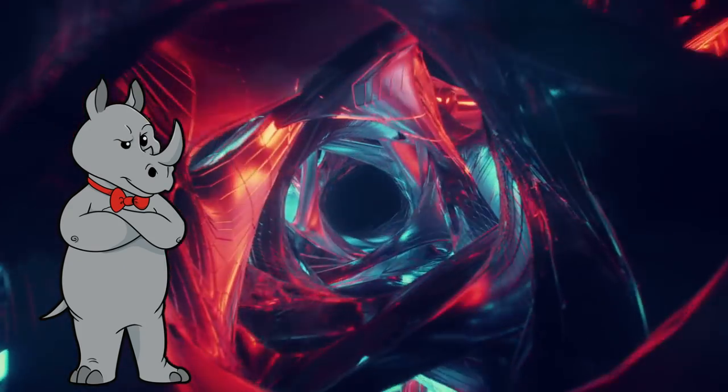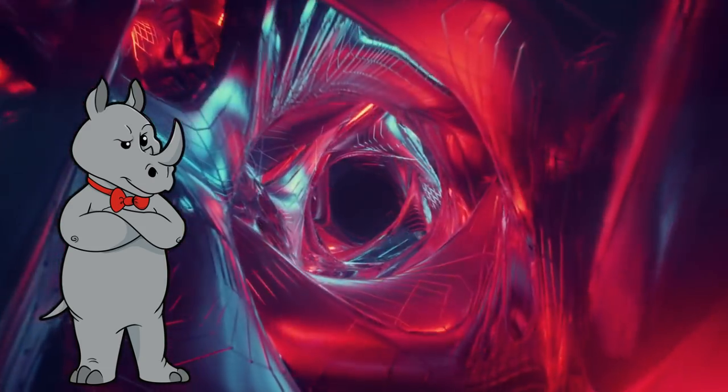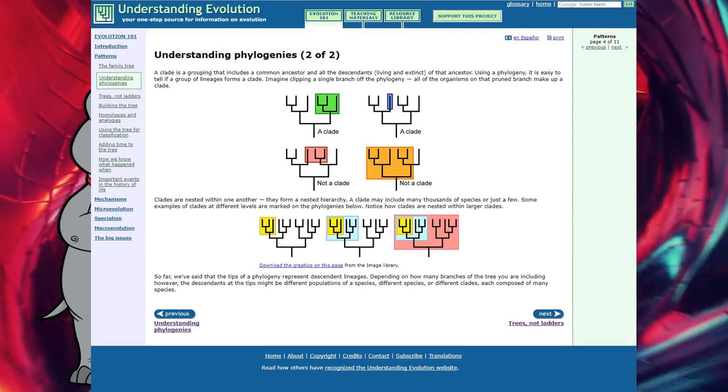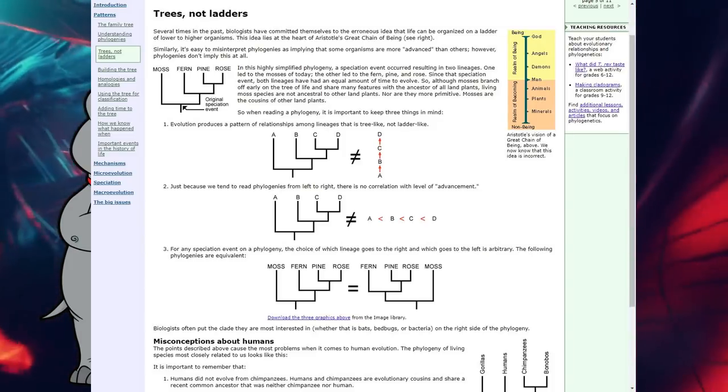Building the tree. Whoa there, buddy. Back it up a bit. You just skipped 2 entire pages of the Berkeley website, Understanding Phylogenies 2 of 2, and Trees, Not Ladders. And you didn't mention it like you said you would here.